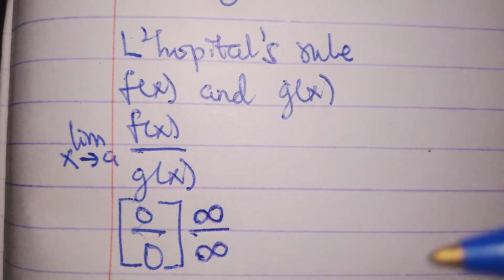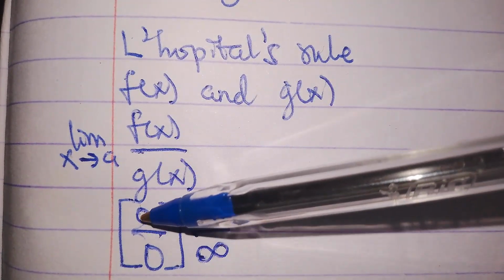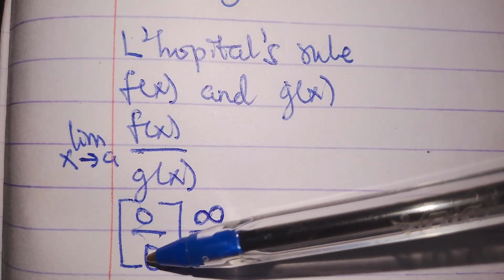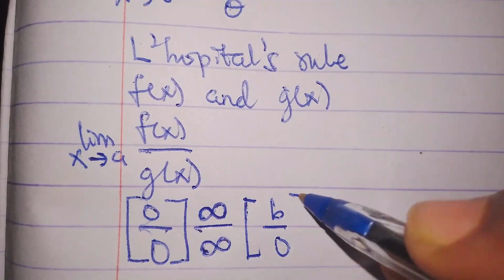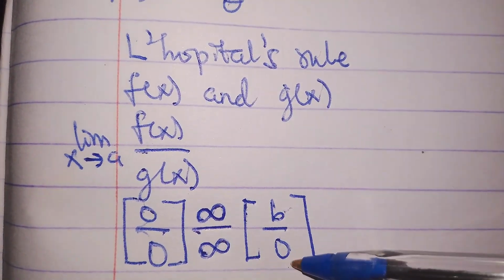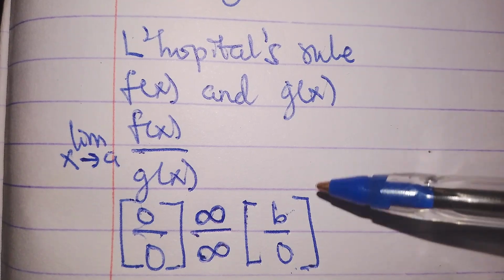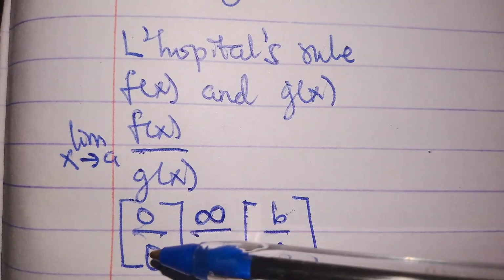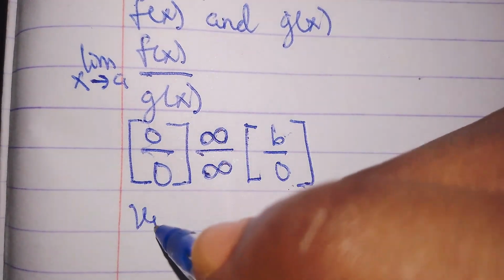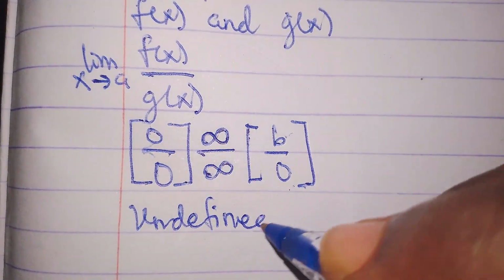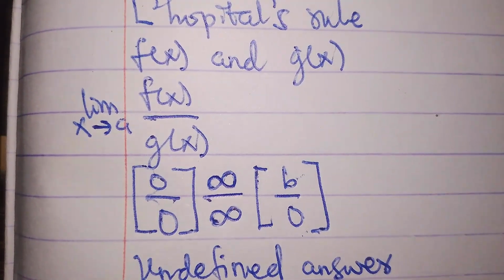So if you are getting the limit as x approaches a of f of x over g of x, where it's giving us 0 over 0, you can apply L'Hopital's rule. And also if you are getting b over 0, you can apply L'Hopital's rule. So L'Hopital's rule basically deals with what? If you are getting an undefined answer. So we call this undefined.